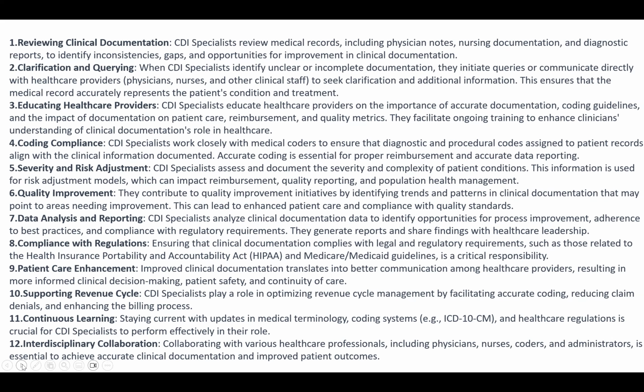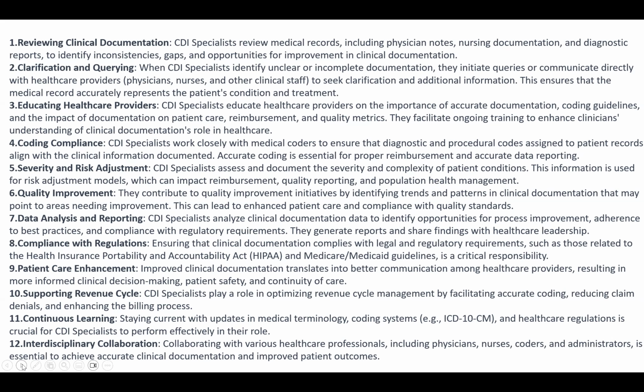Again, regulatory compliance, compliance with regulations, ensuring that clinical documentation complies with legal and regulatory requirements, such as those related to the Health Insurance Portability and Accountability Act, HIPAA, and Medicare, Medicaid guidelines, COP, conditions of participation. Okay, and there are some CFRs, Code of Federal Regulations, that specifically mandate certain record requirements.